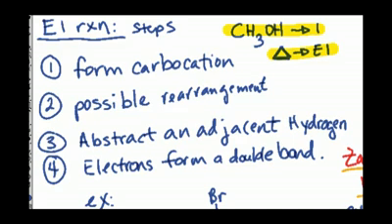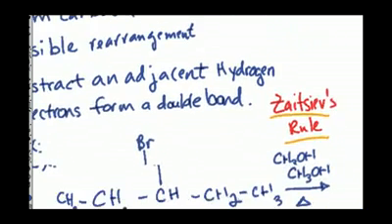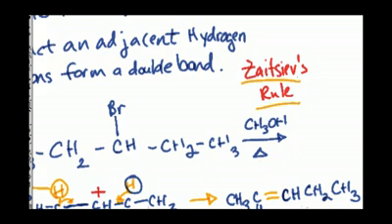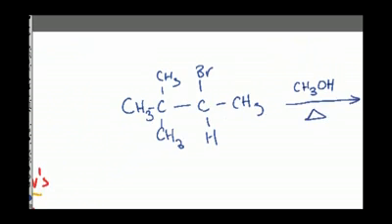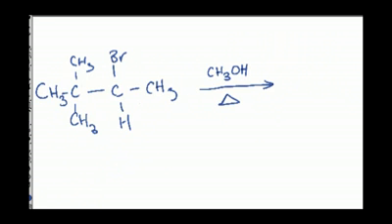So check, after you form your carbocation, check for a possible rearrangement, then abstract adjacent hydrogens, and then form your double bond. And if necessary, use Zaitsev's rule. The more substituted is the more stable product. Okay, so let's look at this example here. This is again to exhibit a methyl shift.